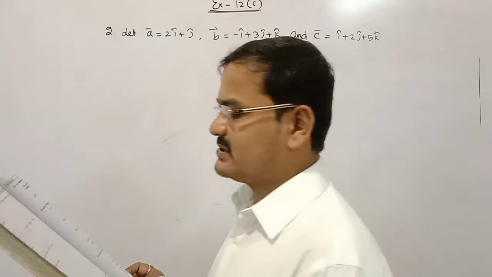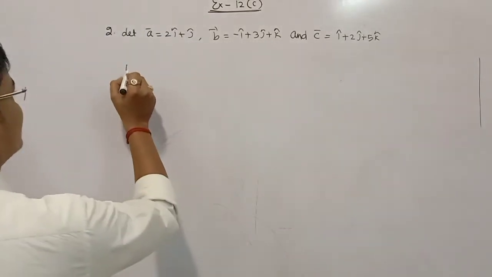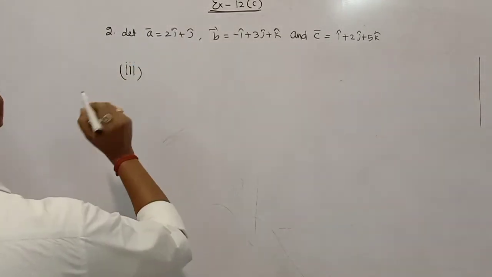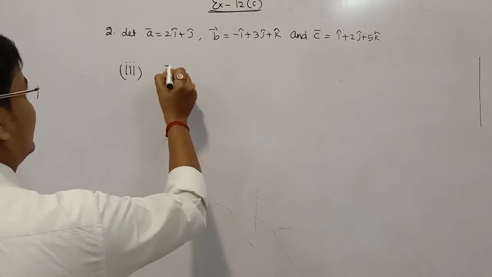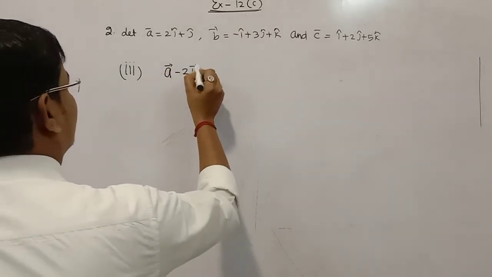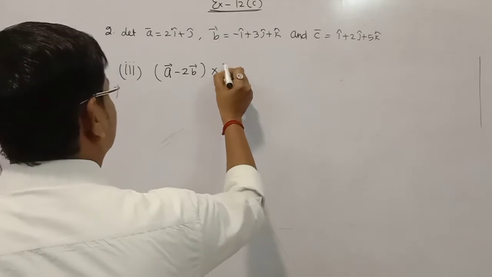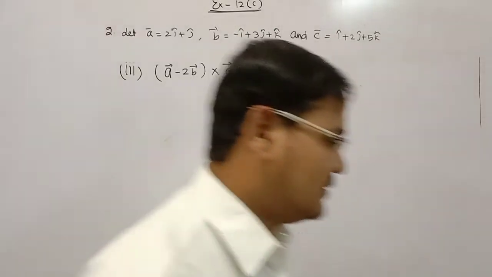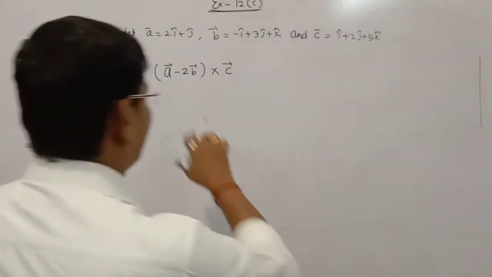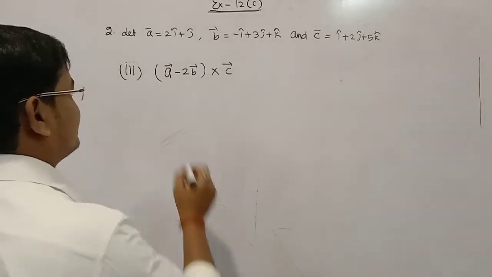I can solve question number 3c, the third one. What is the question? a bar minus 2b bar cross c bar. I will solve this one. First of all, you need to find the value of a bar minus 2b bar.